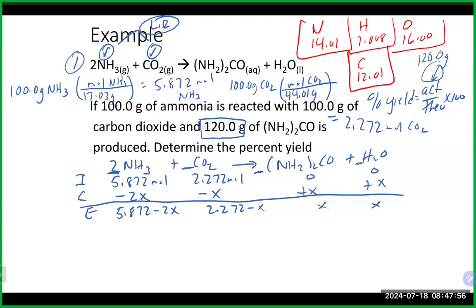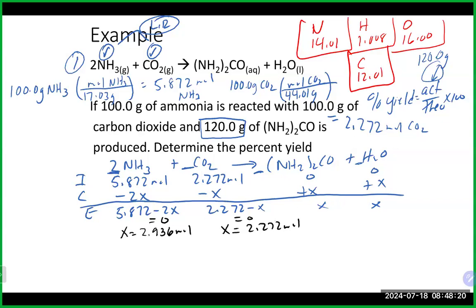Once again, here we can now really quickly figure out our limiting reagent by simply putting them equal to 0. Essentially the x value here is 2.272 moles, and we're basically just going to take 5.872 and divide it by 2. And that's 2.936 moles. Once again, we are looking for the smaller value of x, and that will be our limiting reagent. So in this case, CO2 is our limiting reagent. That does mean the NH3 here would be our excess reagent.